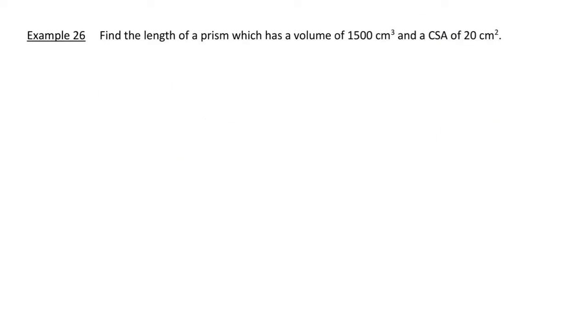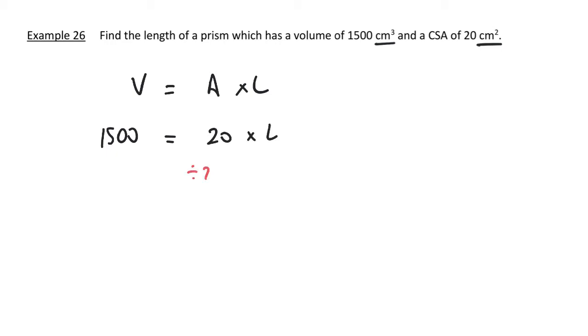Example 26, find the length of a prism with a volume of 1,500 and a cross-sectional area of 20. So volume is area times length. All the units are in centimeters, or to do with centimeters anyway, so we don't need to change anything. So we've got 1,500 is 20 times the length. So what we're going to do is divide by 20 and we get 75 is equal to the length. So this prism is 75 centimeters long.